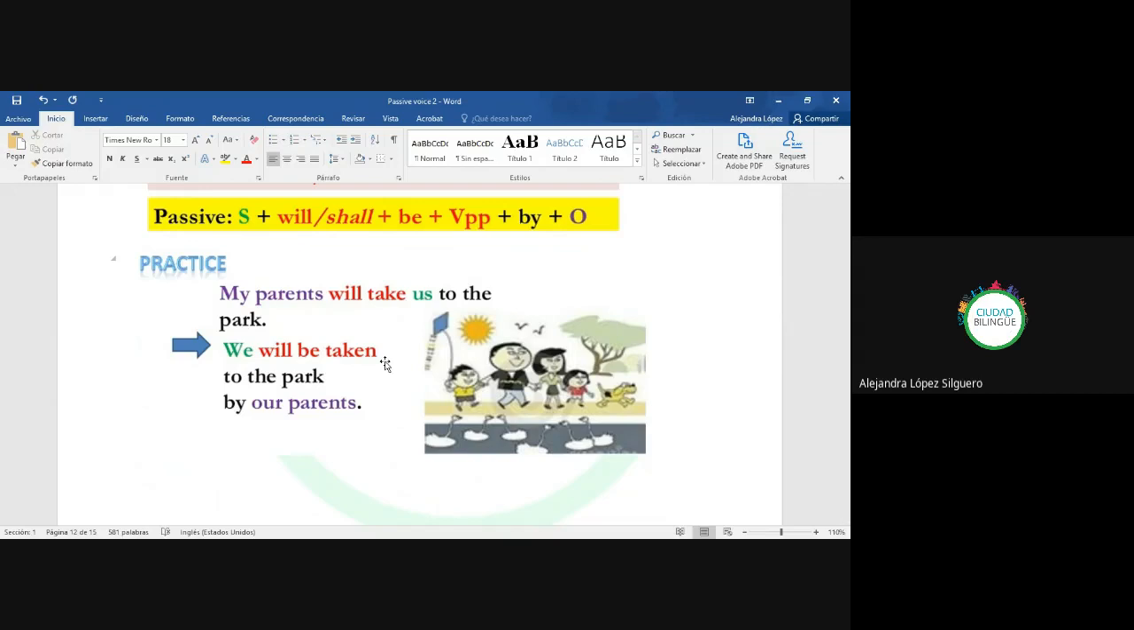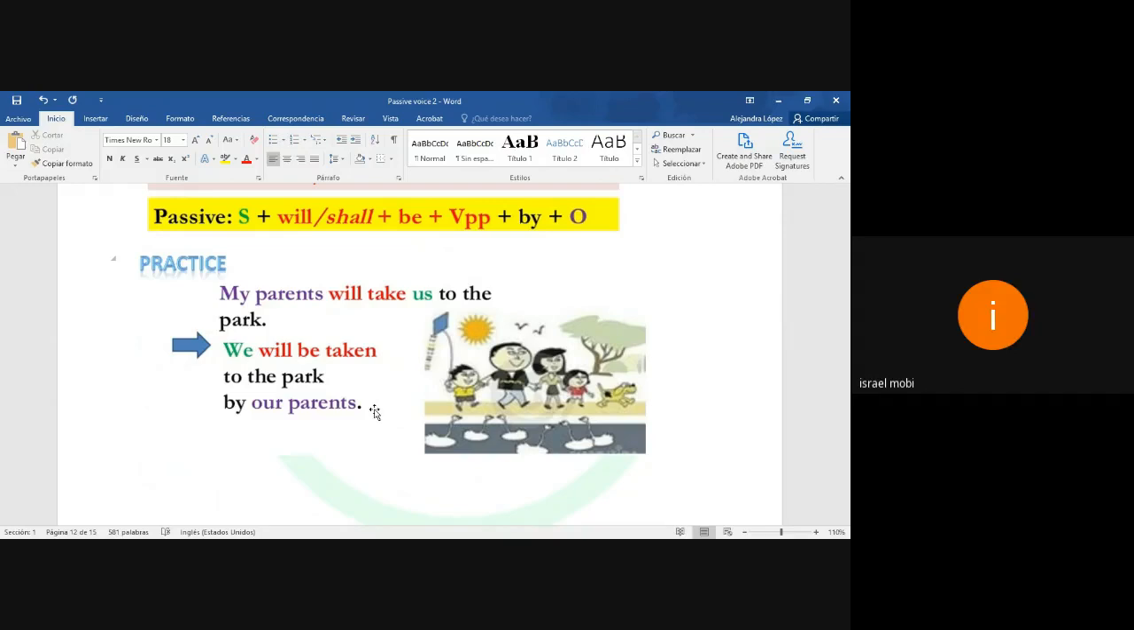Ya el complemento to the park y finalmente por quién, ¿es cierto? ¿Quién hace la acción? En este caso tenemos un sujeto que es my parents, entonces agregamos by our parents, ¿cierto? Seremos llevados al parque por nuestros padres. We will be taken to the park. Sorry, teacher. I have a question.